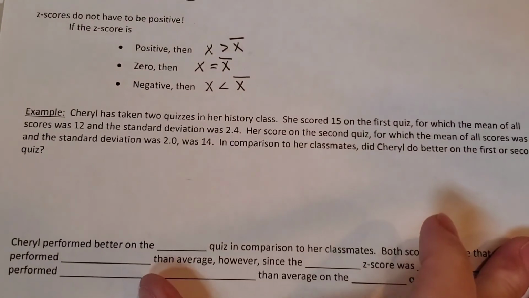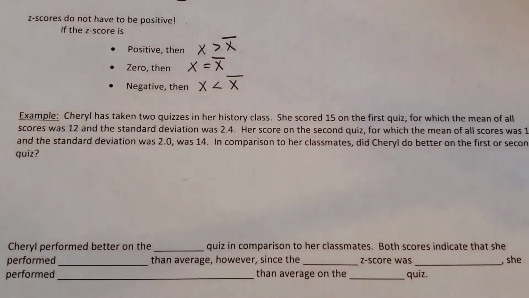All right, so here's an example of when we might use z-scores. Cheryl has taken 2 quizzes in her history class. She scored 15 on the first quiz, for which the mean of all scores was 12 and the standard deviation was 2.4. Her score on the second quiz, for which the mean of all scores was 11 and the standard deviation was 2.0, was 14. In comparison to her classmates, did Cheryl do better on the first or the second quiz?